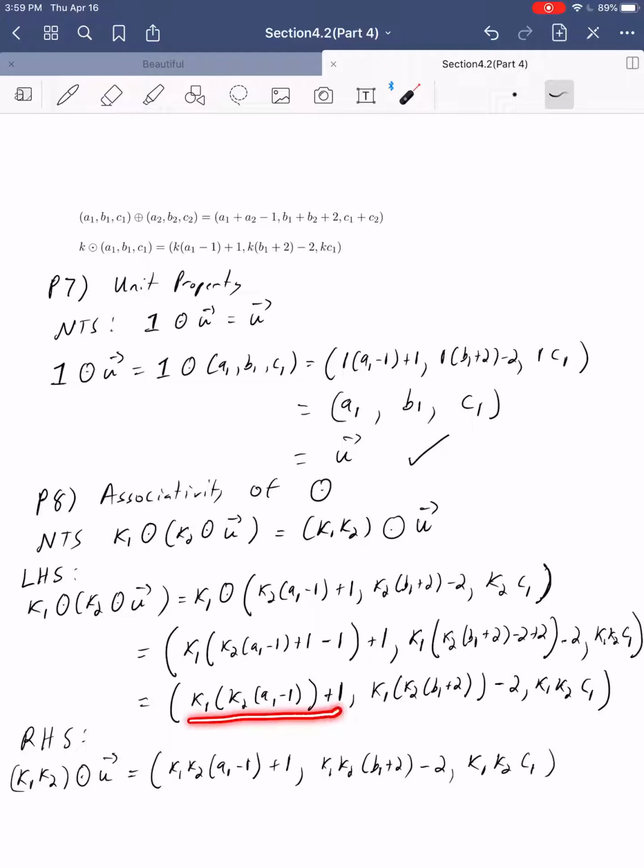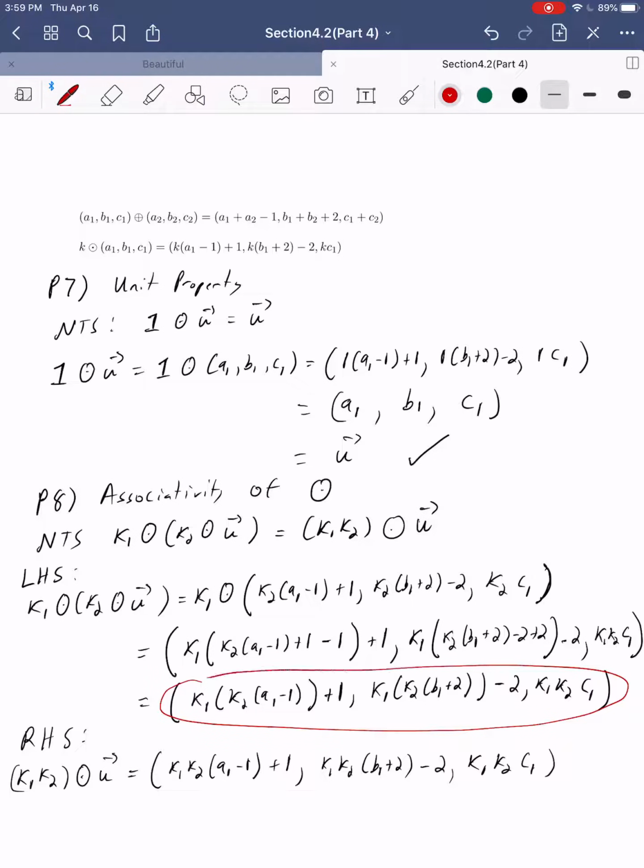Well, this guy here, if we just dropped some parentheses, then this here is the same as this guy here. This here is the same as this guy here, and this guy is the same as this guy here. So these two things, this vector here and this vector here, these guys are equal. That's what we wanted to show.